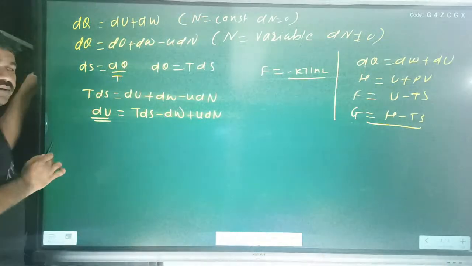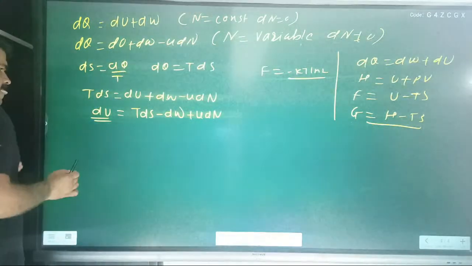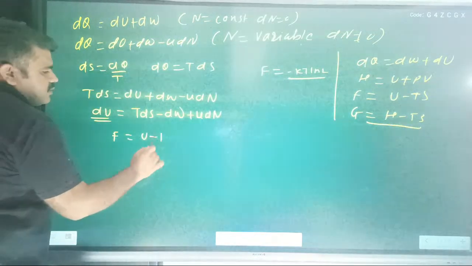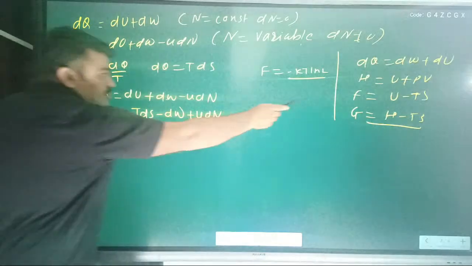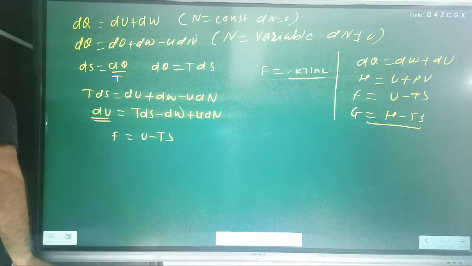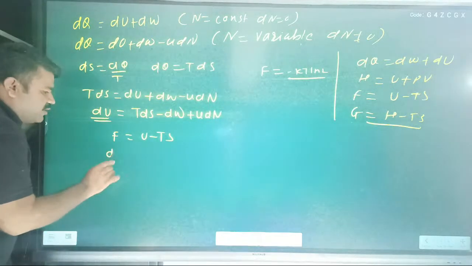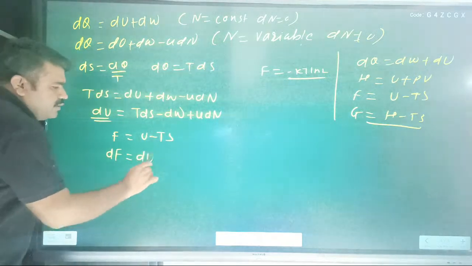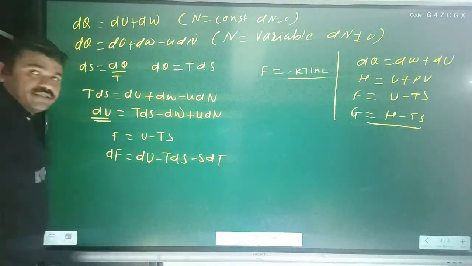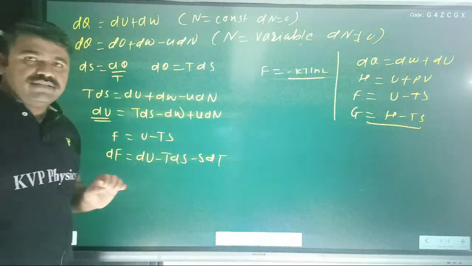This is the value of dU, and we can use this value in other formulas. F is equal to how much? U minus TS. Now take the derivative. F is equal to U minus TS, then dF is equal to how much? dF is equal to dU minus TdS minus SdT.